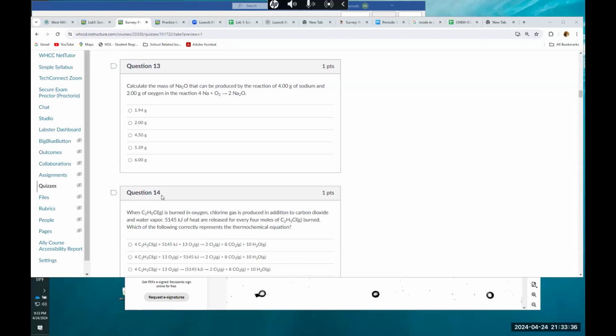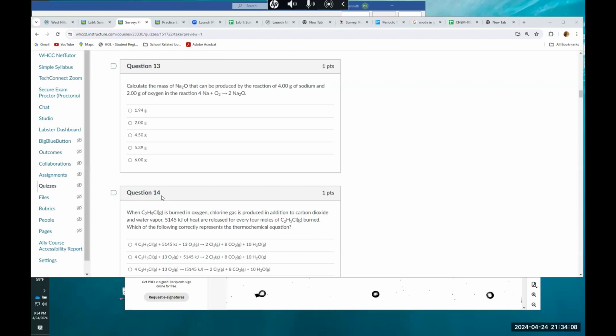Calculate the mass of sodium oxide that can be produced by the reaction of 4.00 grams of sodium and 2.00 grams of oxygen in a reaction for sodium plus O2 yields 2 sodium oxide. What is the first thing that I noticed?